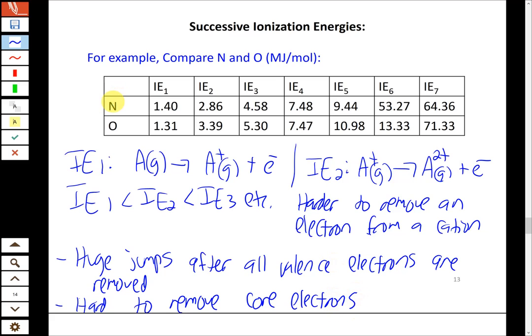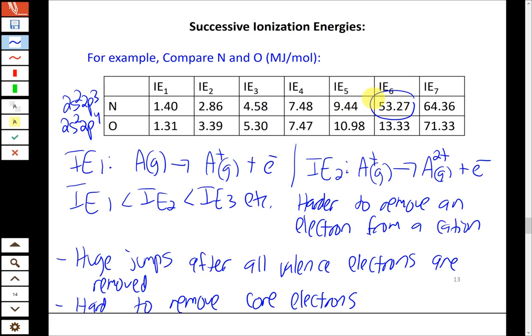So if we look at the nitrogen and oxygen examples up here, the valence configuration for nitrogen is 2s2, 2p3. It's in the third column of the p block, so it has 5 valence electrons. And then for oxygen, it's 2s2, 2p4. So what we see with nitrogen is that if we go through the different ionization energies, they're steadily increasing, steadily increasing, steadily increasing. But after IE5, where we've now removed all of the valence electrons, the sixth one, which will require us to remove a core electron, gets much higher. So it's going 1.4, 2.8, 4.6, 7.5, 9.4, all the way up to 53.